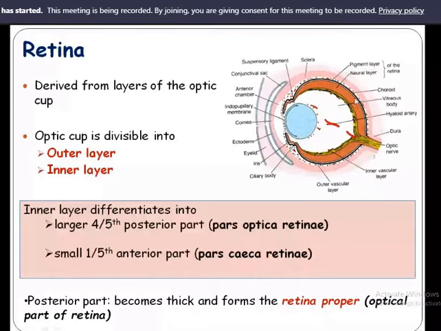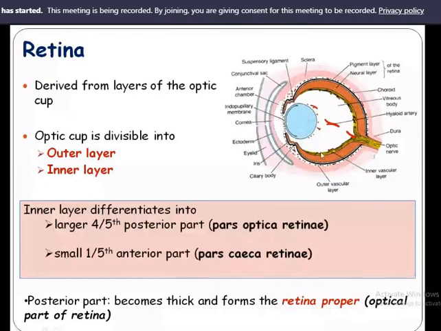Now this inner layer, when you see the inner layer, this one is the optic cup. Right? This one is the inner layer and this one is the outer layer. The inner layer is further divided into the posterior 4/5, that is known as the pars optica retina, and the anterior 1/5, that is known as the pars caeca retina. Okay. Now the posterior 4/5 of the inner layer of the optic cup will differentiate into the retina proper. So we will get the retina.